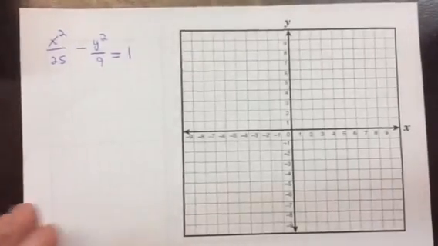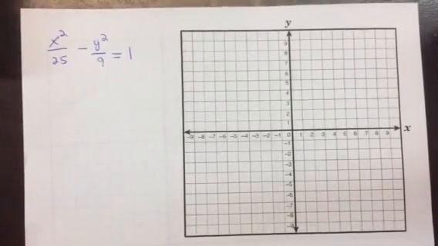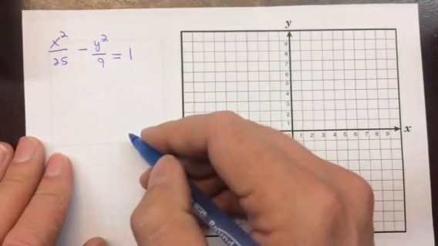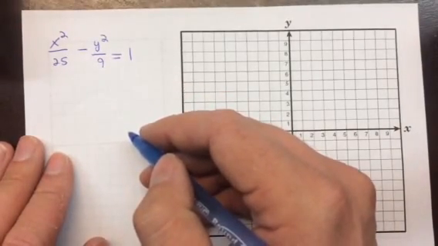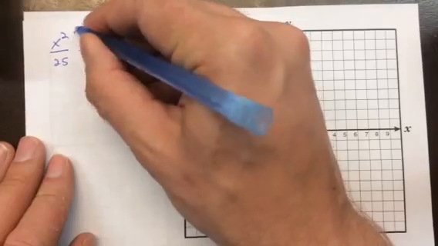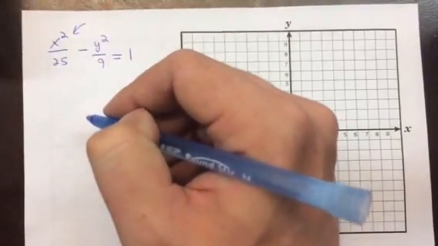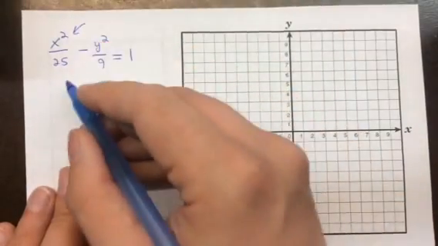All right, we're going to be looking at graphing hyperbolas and equations of hyperbolas. So this is the standard form of a hyperbola. The first thing to note is whether it's vertical or horizontal. If the x squared is positive, it's going to be a horizontal hyperbola. And in this case, the x squared is positive, so it's a horizontal hyperbola.